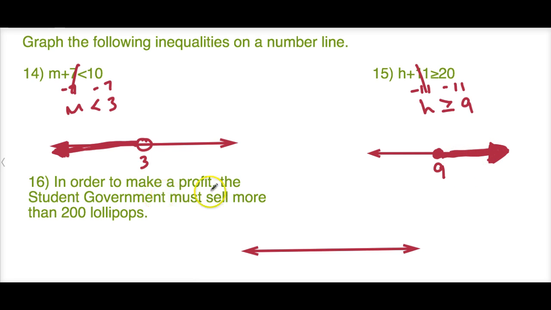And the last one, in order to make a profit, the student government must sell more than 200 lollipops. So I'm just going to do x, must be greater than 200 in order for them to make any money. So I'm going to have an open circle on 200 because 200 does not include the data point, but everything bigger than that will make them lots and lots of money to do some really cool things with, I'm sure.